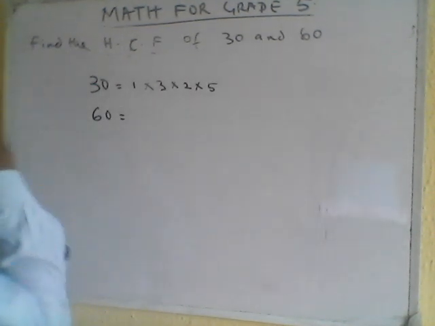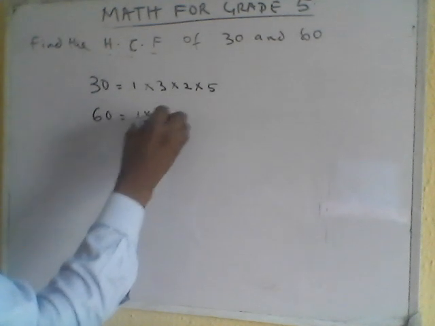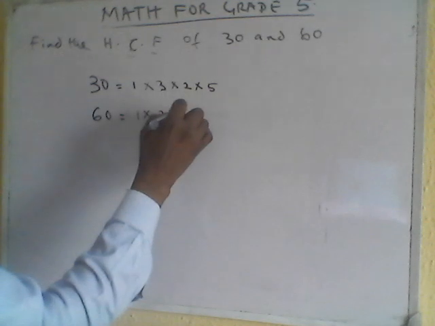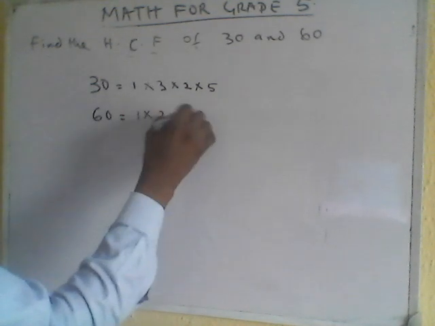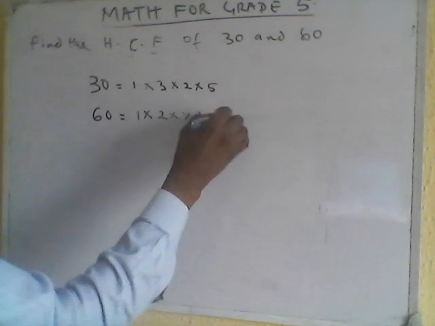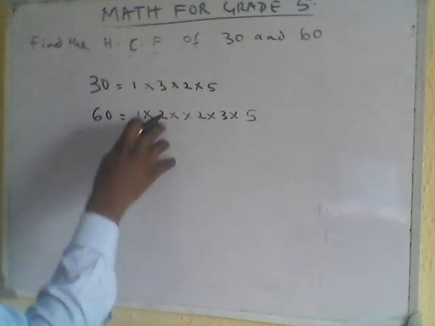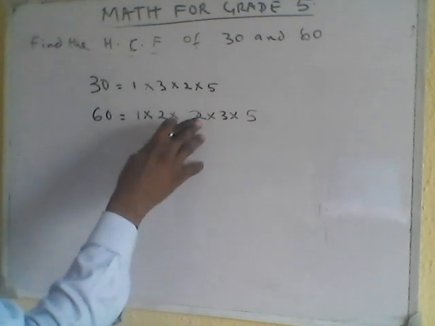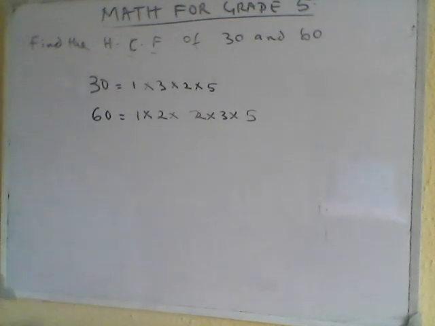And for 60, I have 1 times 2, then 2 times 30 again. Then I have 30 is the whole of this, so I say times 2 times 3 times 5. Okay, so we go. This is 1 times 2 is 2. Then 2 times 2 is 4. 4 times 3 is 12. 2 times 5 is 30. So these are the lowest numbers.